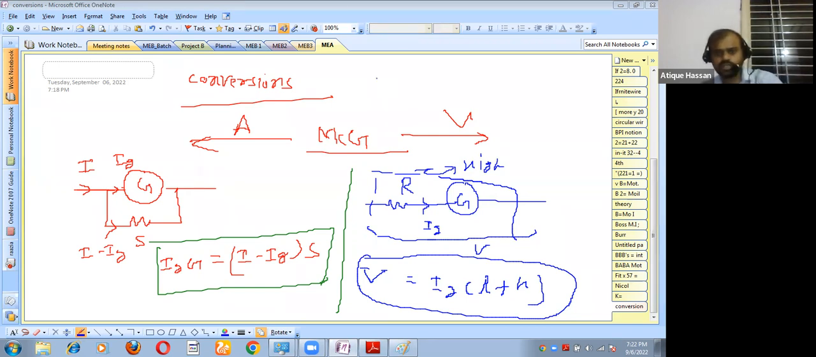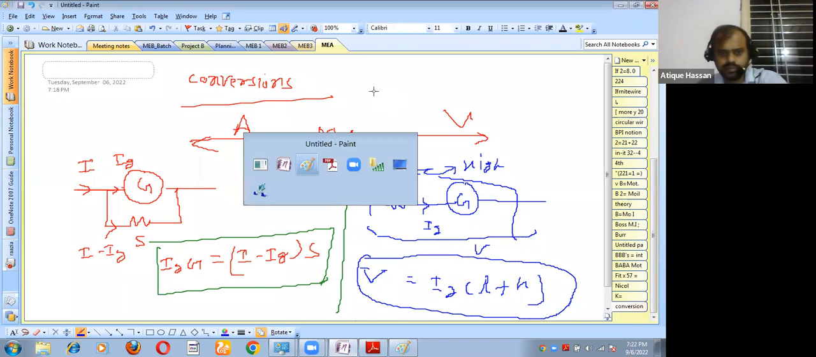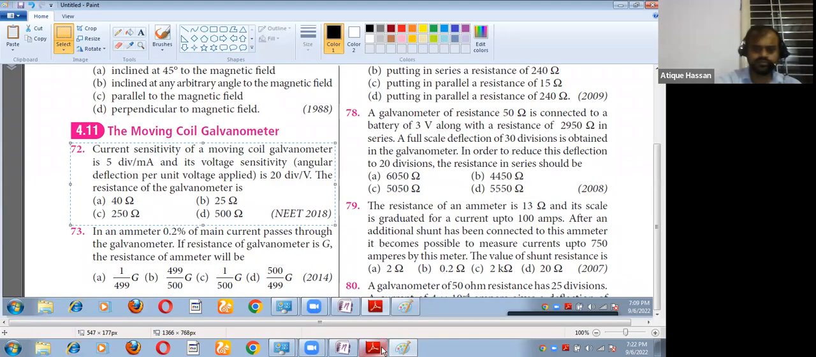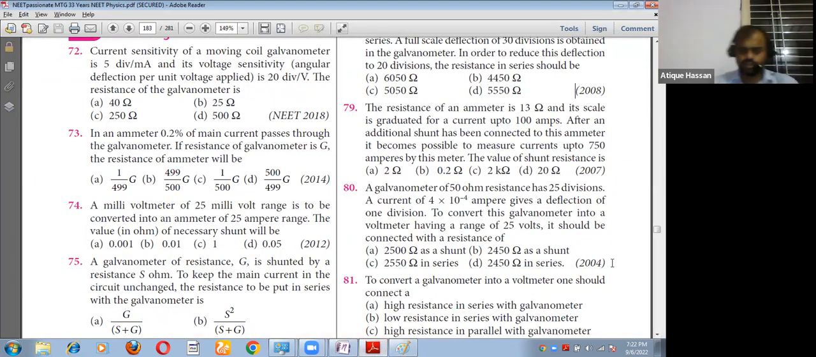All right. So let us do the questions. So first, do this question number 73. It was asked in NEET 2014. So attempt question number 73.